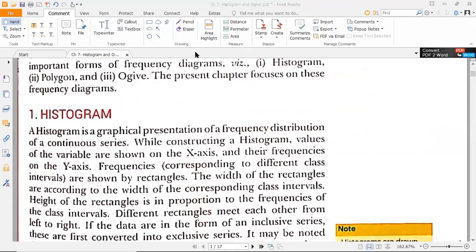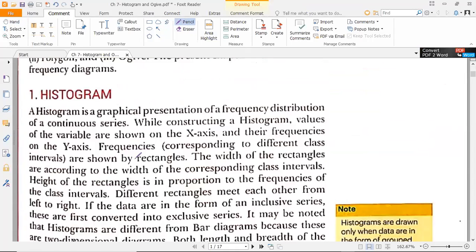We discussed the types of series earlier in chapter number 4. What type of series are there? So when we have a continuous series and when we make the graphical presentation of a frequency distribution of a continuous series, we use histogram. So basically a histogram is a graphical presentation of a frequency distribution of a continuous series. Now what is continuous series?